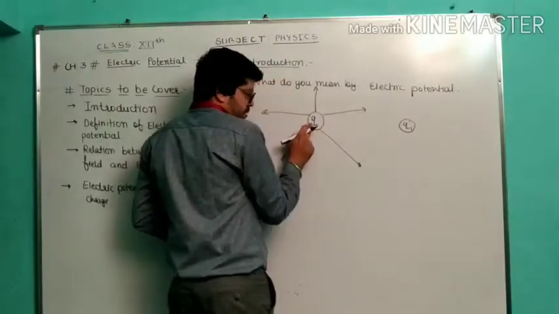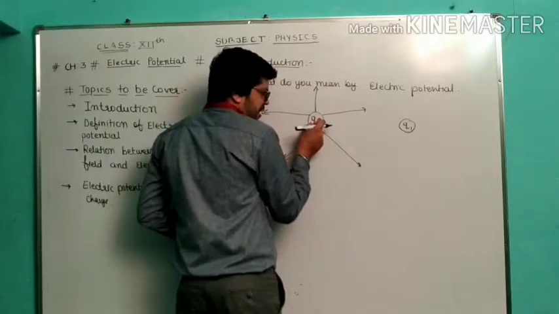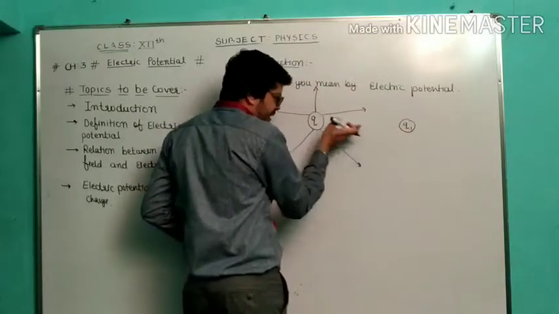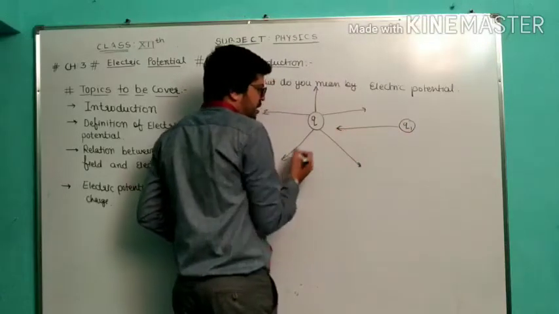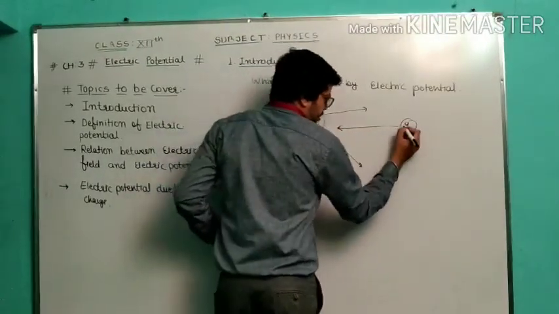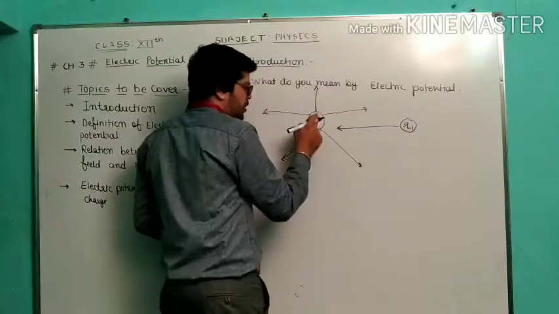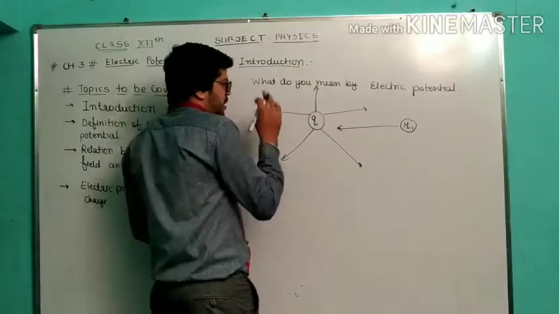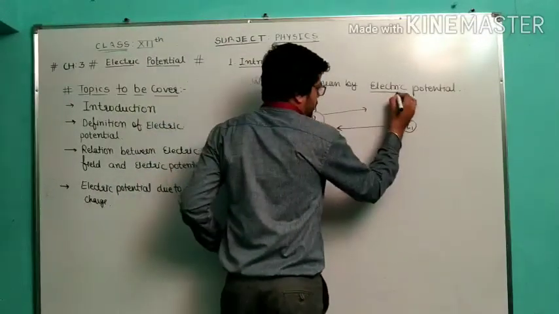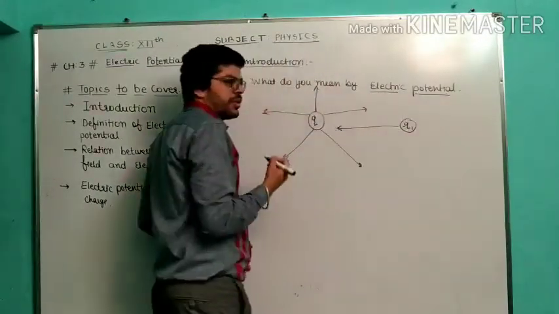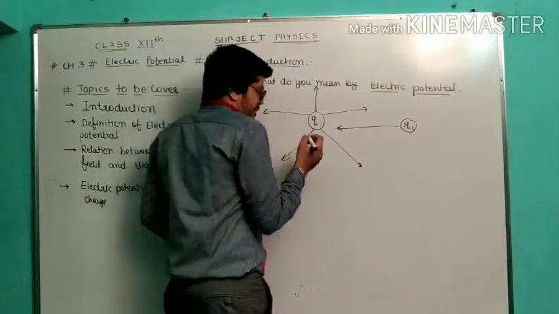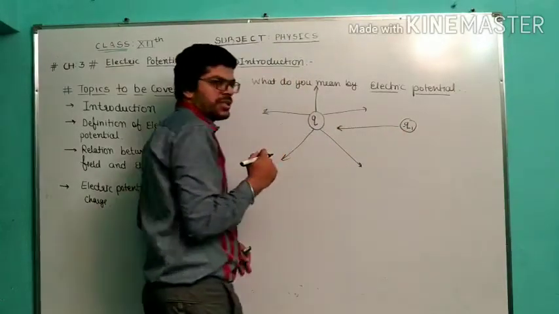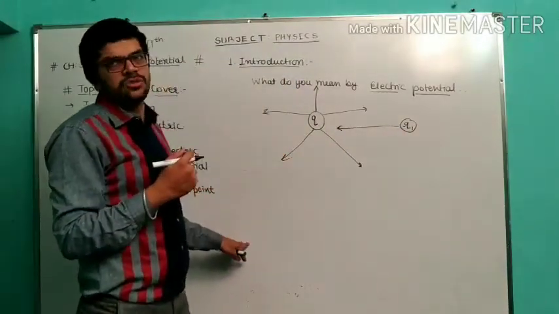So when this positive charge is producing the field around it, and this field is going to attract this charge towards it. Let's assume this is negative charge. So this positive charge is going to attract this negative charge. What actually happened here? We are going to talk about electric potential. See, the positive charge is going to attract the negative charge. It is called electric field.